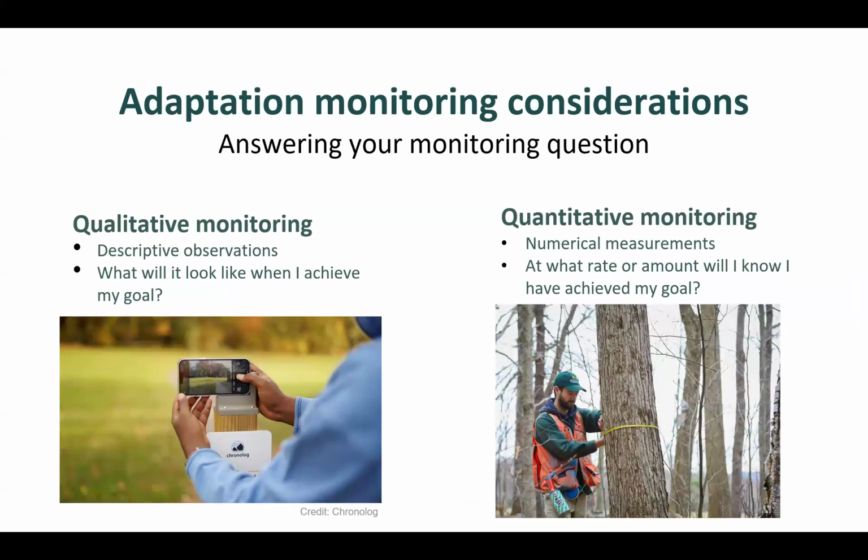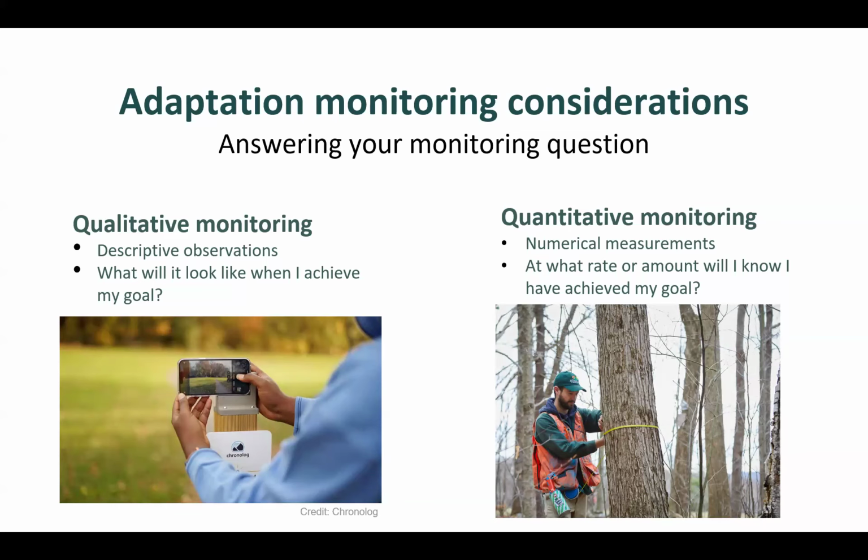Next, think about how you might answer your monitoring question. There are a couple types of monitoring variables you could think about including qualitative and quantitative variables. Qualitative monitoring focuses on descriptive observations, such as photos taken in the same spot to examine how your management has affected marsh migration, or a visual assessment of natural regeneration in a harvest area with an estimate of the percent cover.